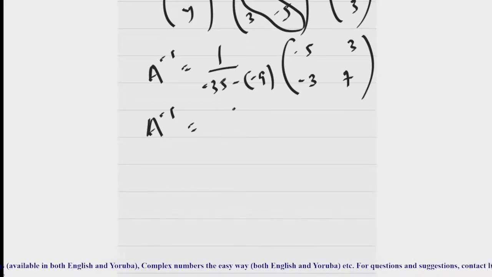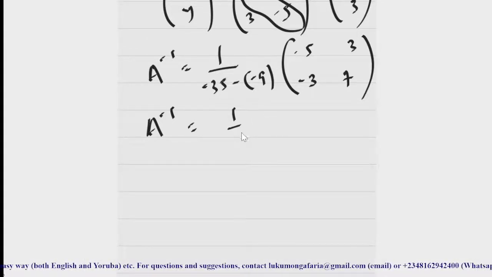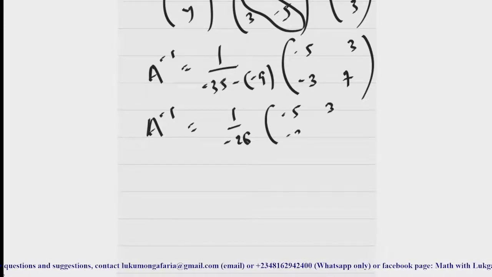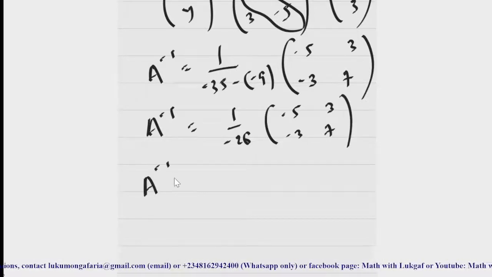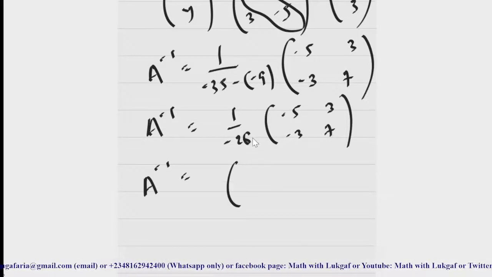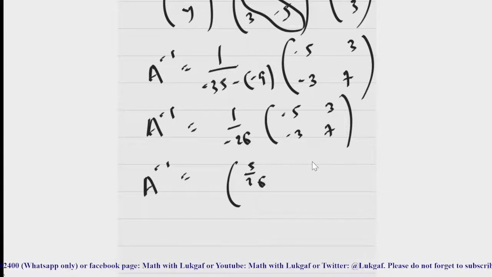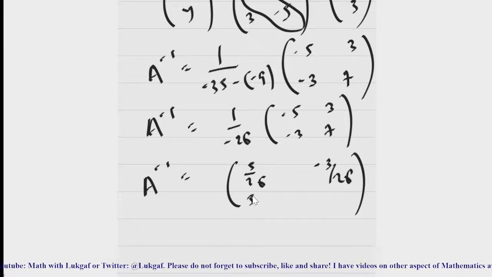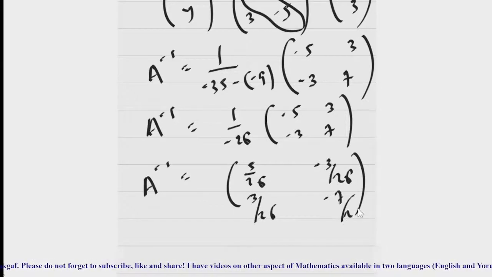And this one will now give me 1 divided by, what is minus 35 plus 9? Minus 35 minus 9, that will give me minus 26 (sic). Then you have minus 26, minus 5, 3, minus 3, 7. Then your A inverse will now be, if you like, you can just multiply through, you multiply each of these elements by 1 over 26. That's going to be 5 over 26. So 3 over 26 will give me what? Can 3 go here? No. That's minus 3 over 26, 3 over 26 and minus 7 divided by 26.